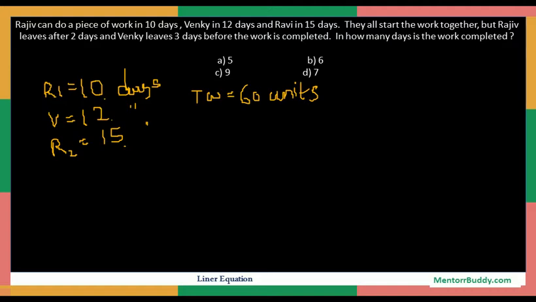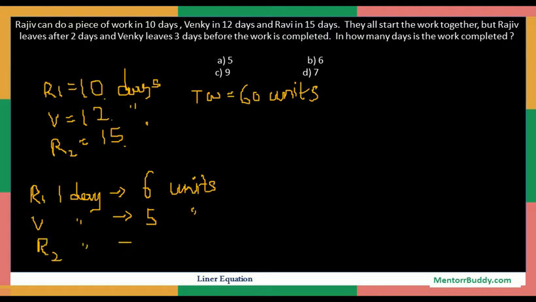Now if Rajiv, that is R1, in 10 days finishes 60 units of work, then Rajiv in 1 day will finish how much? 6 units of work. Similarly, Venki in 12 days finishes 60 units of work, so in 1 day Venki will finish 5 units of work. And finally Ravi in 1 day will finish 4 units of work. So according to the 60 units, R1 in 1 day finishes 6 units of work, Venki 5 units, and Ravi, that is R2, finishes 4 units of work in 1 day.